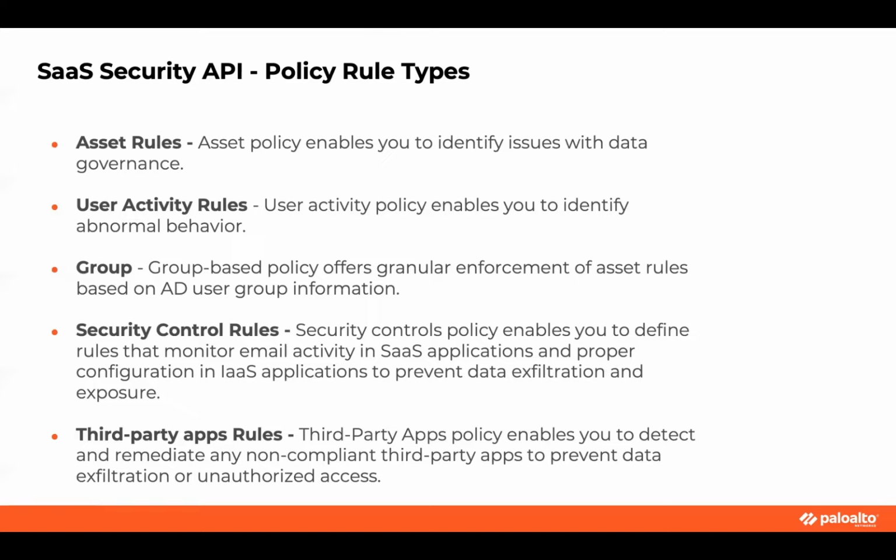Security control rules are specifically designed to define rules that monitor email activity in SaaS applications or monitor configuration in IaaS, infrastructure as a service, applications. This type of policy rule is designed to focus on administrators of the cloud apps instead of users of such applications. And third-party app rules help you with detecting and remediating non-compliant third-party applications.